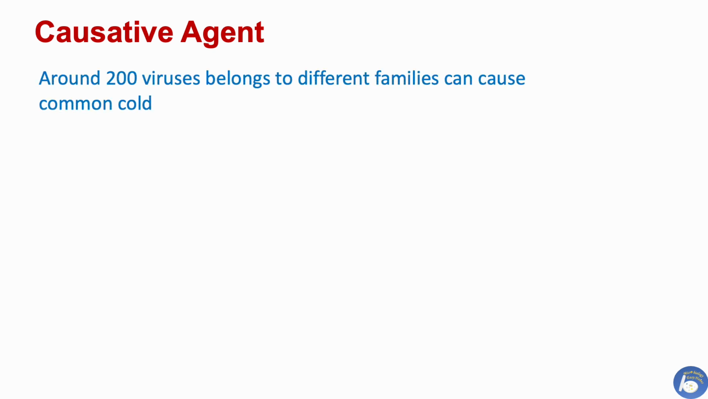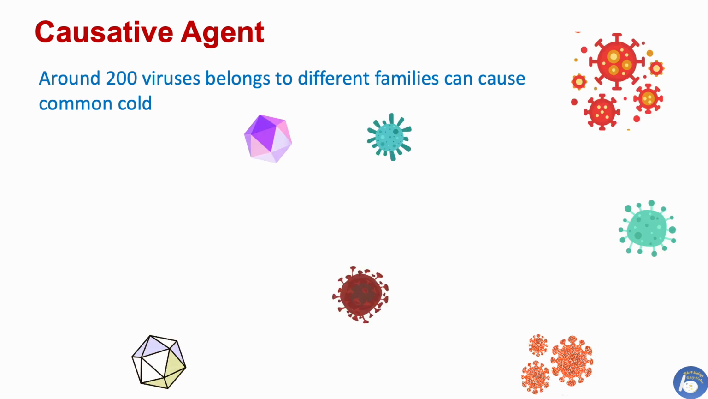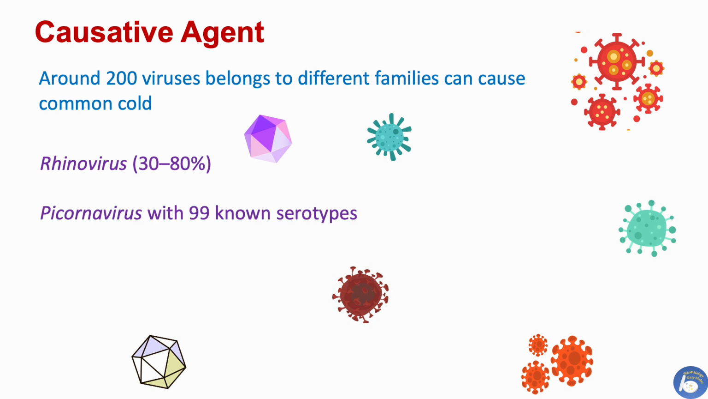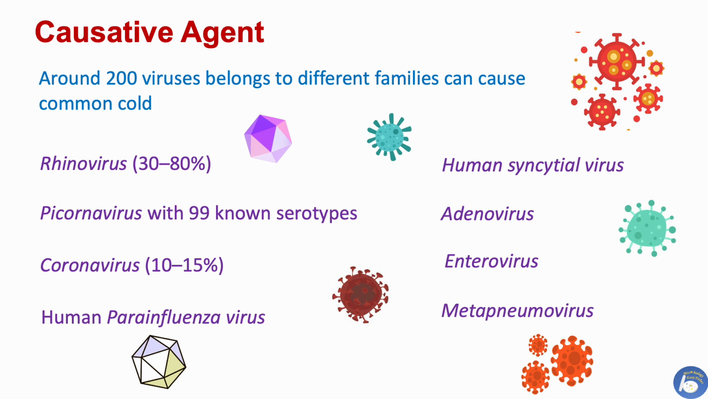What causes the common cold? It is caused by a large number of viruses rather than by a single agent. Well, there are around 200 viruses which belong to different families that can cause common cold. The most commonly implicated virus is rhinovirus. 30 to 80% of cases of common cold are because of rhinovirus. Besides rhinovirus, other viruses responsible for common cold are picornavirus, coronavirus, human parainfluenza virus, human respiratory syncytial virus, adenovirus, enterovirus, and metapneumovirus.